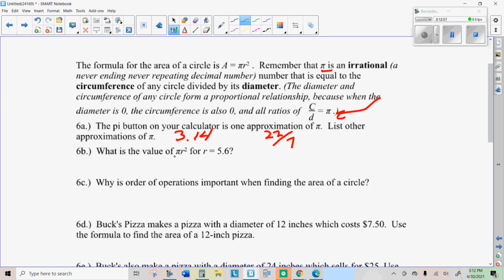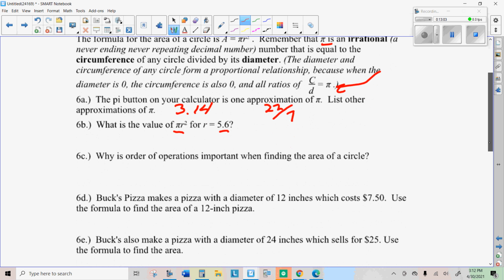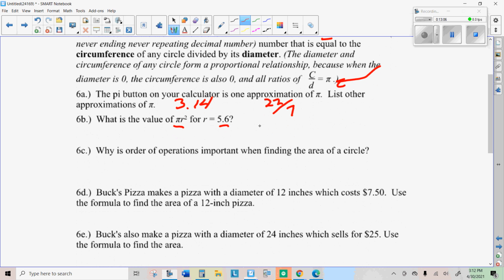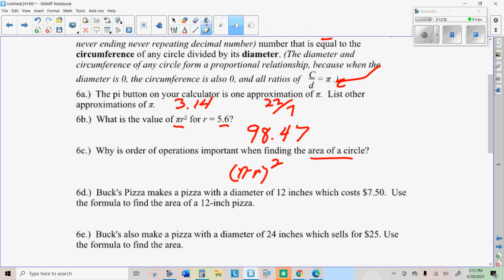So what is the value of pi r squared for r equals 5.6? Go ahead and answer that question. I used 3.14 for pi, and I got 98.4704. I'm going to just round it at 47 there. Okay. Why is the order of operations important when finding the area of a circle? You don't want to do pi times r first and then square it later. If there were parentheses like this, you would do that, but that isn't what we have. We want to do the 5.6 squared first, and then we're going to multiply that by pi.